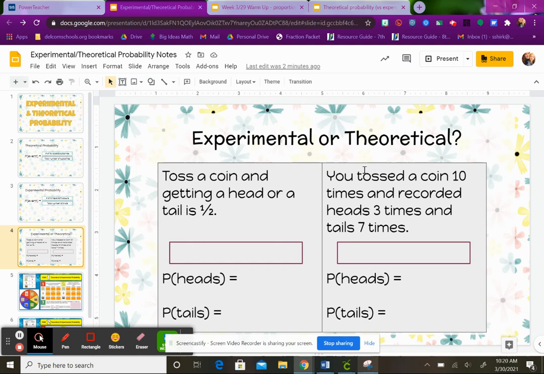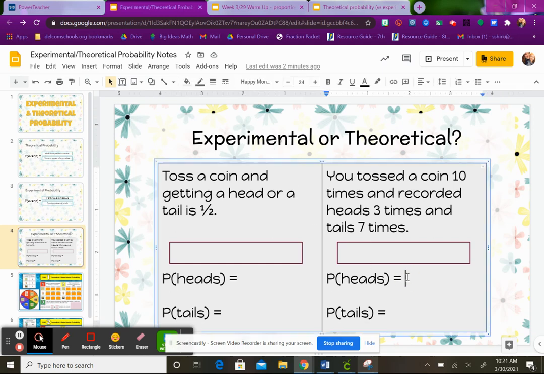This one, it says you tossed a coin 10 times and you recorded that you got heads 3 of those times and tails 7 times. This is experimental, meaning I tried it. So the probability of heads this time is 3 out of 10, and the probability of tails was 7 out of 10. It's like what happens.